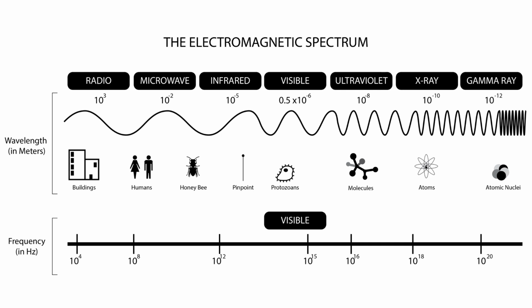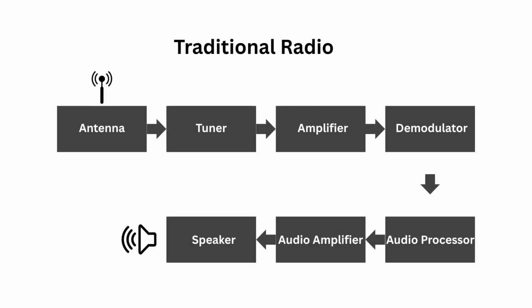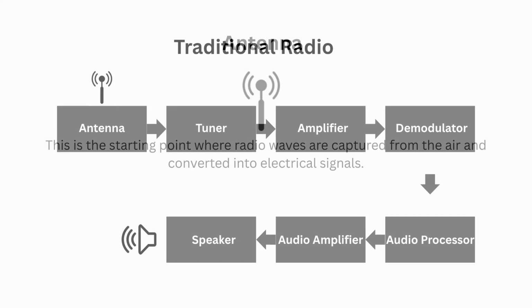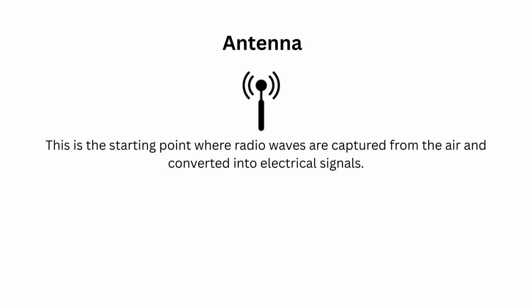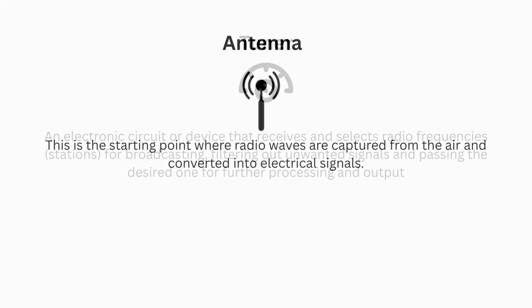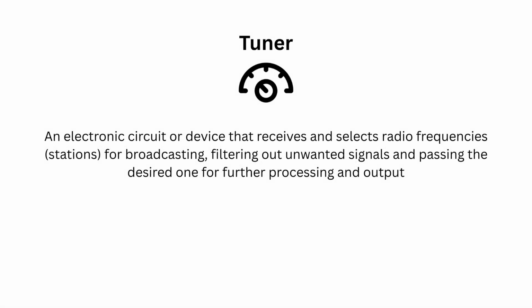Let's now break down what goes on inside a traditional radio. You are familiar with the radio, you use the radio. So what are the things inside a traditional radio? First we start with an antenna. This is the starting point where the radio waves are captured from the air and converted into electrical signals. And the next one is the tuner. Think of the tuner as your channel selector. It picks out the specific frequency you want to listen to while filtering out the rest.